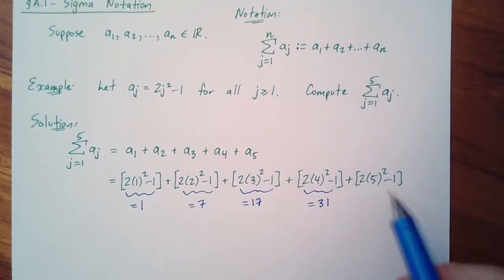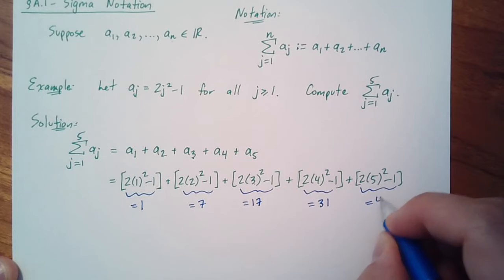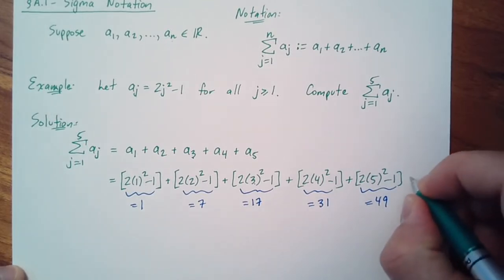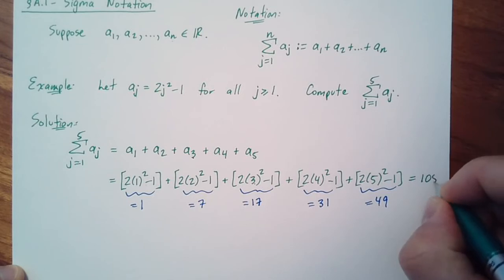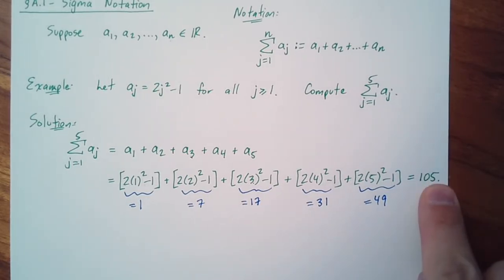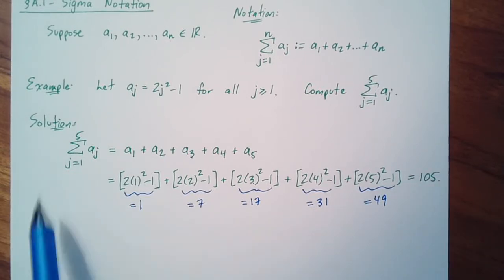And then what's the last one? 5 squared is 25, so 2 times 25 is 50. So this is 49. And actually, if you add those up however you like, you're going to end up getting 105 as the answer. So I actually have room over here. I'm just going to squeeze it in right here. So that's what the sum evaluates to. So that's 105. That's what it works out to be.